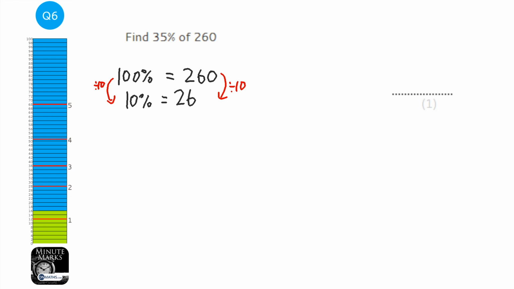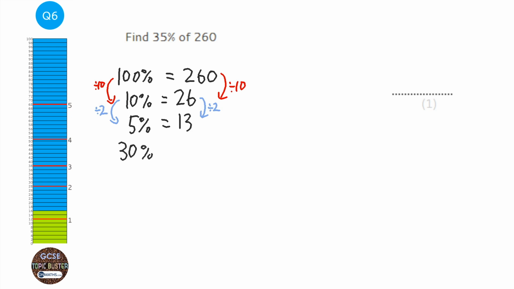I'm then going to work out 5%, because I'll need 35%, so I need to find that 5%. And all I'm going to do is just halve the 10% to get 5%. So half of 26 is 13. Now 30%, I'm then going to have to get that 10% and times it by 3.